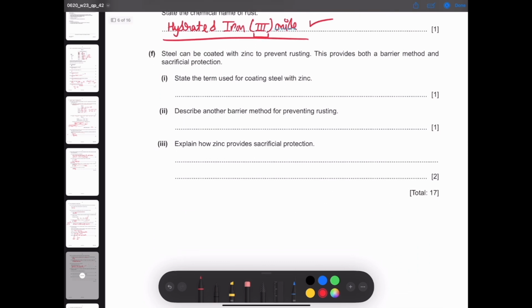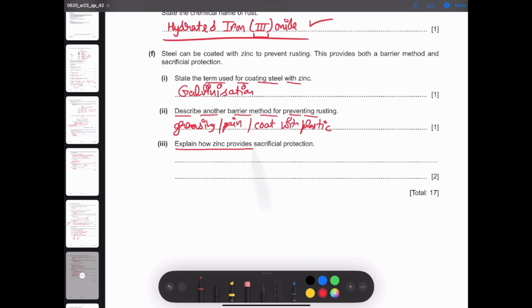Steel can be coated with zinc to prevent rusting. This provides both a barrier method and sacrificial protection. State the term used for coating steel with zinc. When you coat something with zinc in order to protect the metal, that is galvanization. Describe another barrier method for preventing rusting. Now, they're just asking a barrier method, so you can do greasing, you can do painting, or you can just coat with plastic, your choice.